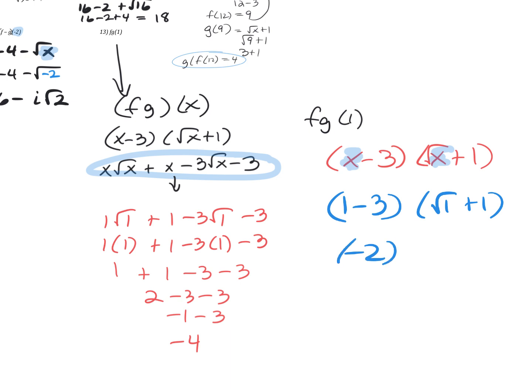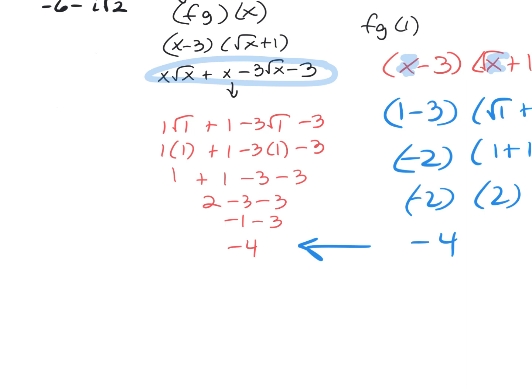This gives you negative 2. This gives you square root of 1 is 1, and then 1 plus 1 is 2. And then negative 2 times positive 2, negative 4. Same answer I got if I had plugged it into the combined function. If it's just asking on the quiz to find the value of the multiplication of f of x times g of x when x equals 1, you can do it the other way because it's multiple choice.